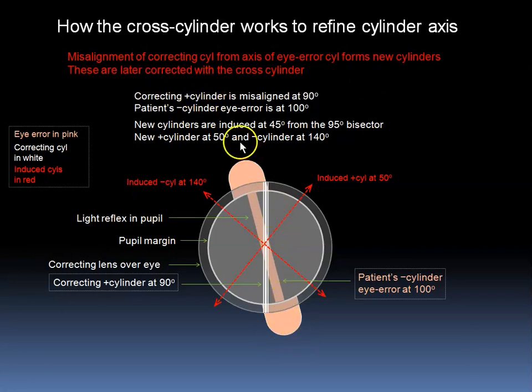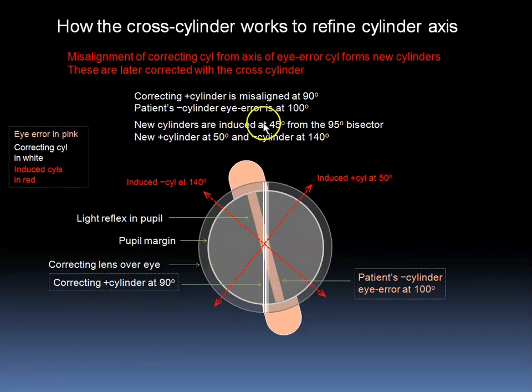Here we show the patient has a minus eye error cylinder at 100 degrees, and we have attempted to correct the patient with a plus cylinder at 90 degrees. Because there is a misalignment, there are induced additional cylinders created as shown. One plus cylinder at 50 degrees here, and an induced minus cylinder at 140.